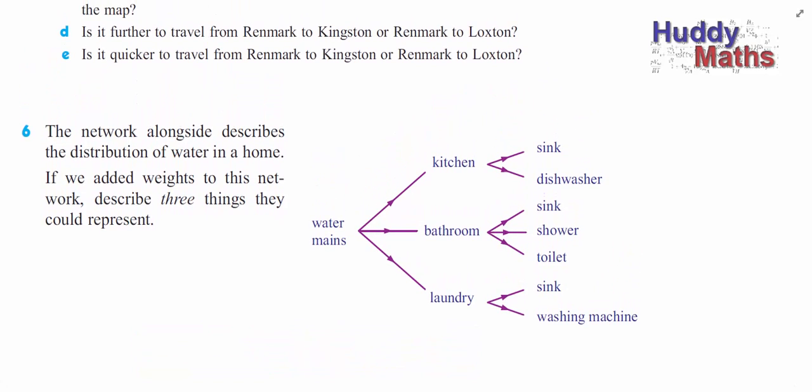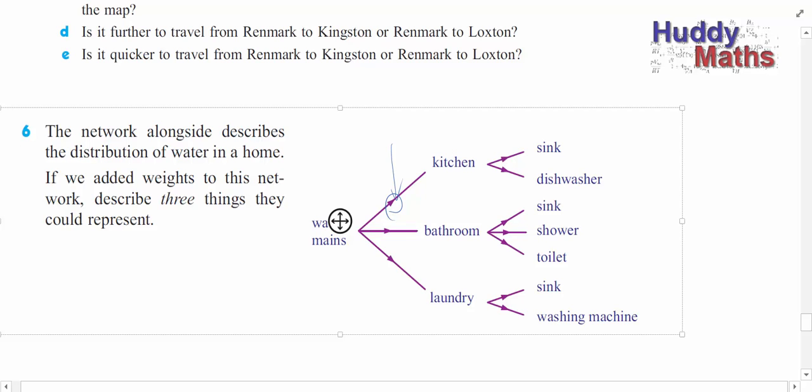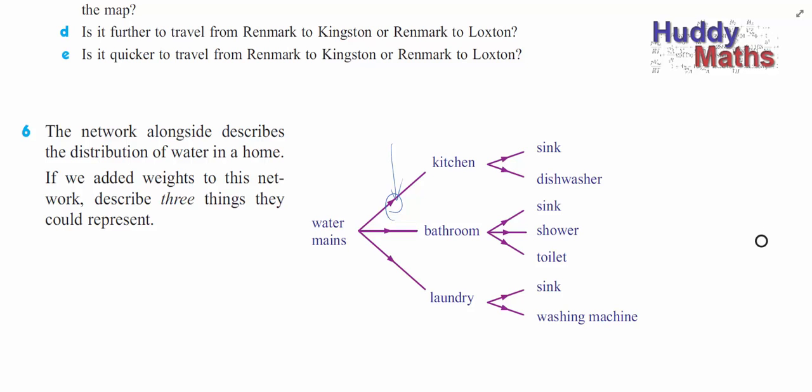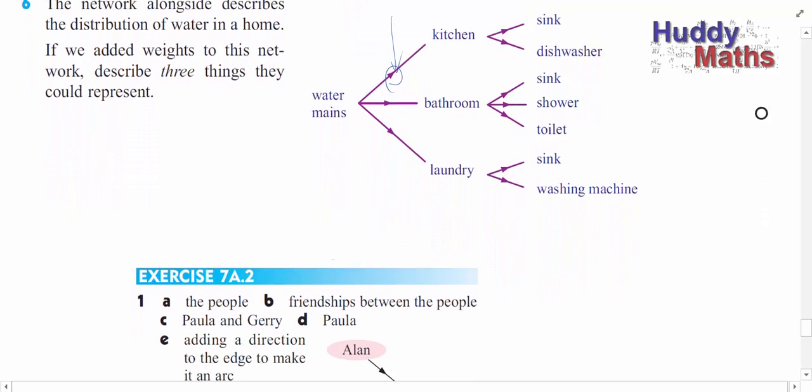And here we are. We are describing the distribution of water in a home, where it flows. You might add weights to this. In other words, 3 things they could represent. If you put a number on that, what is that? That's an edge. No, that's an arc, isn't it? Look at it. It's got a direction. On that arc, what would you say? That's from the water main. The flow. What could you say was what you should put on there? Okay, think about that. There could be 3 possible things for each of these arcs here. Okay, let's go on and look at the answers now.